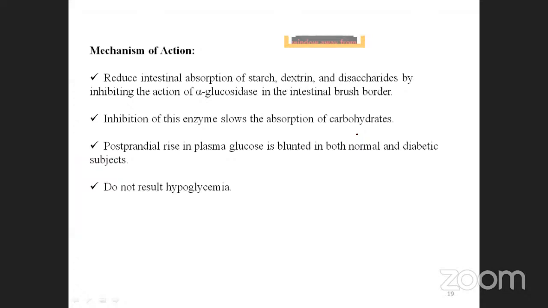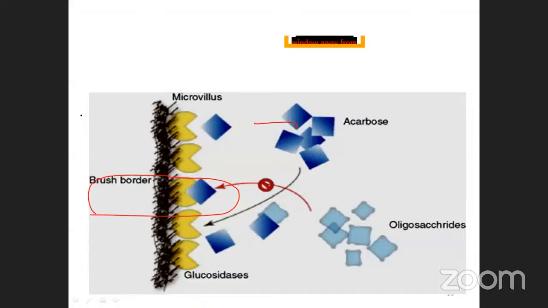So it is nowhere acting on insulin. That's why it does not result in hypoglycemia. It's only associated with absorption of glucose from the intestine. Got it? So this is a typical mechanism. These are the microvilli of the brush border of the intestine. So these are basically the alpha glucosidase enzymes present on the luminal part.